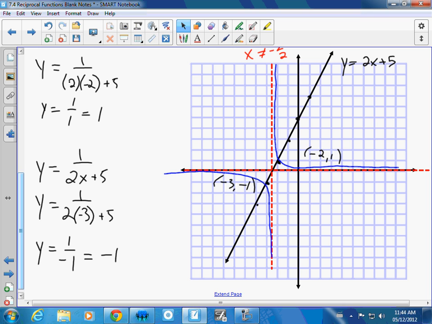Okay, so the black line is y equals 2x plus 5. The blue line is y equals 1 over 2x plus 5. So the black line is the original. The blue line is the reciprocal. You'll see the pattern. There's patterns after patterns after patterns. Now, if this happened to be in quadrant, and again, I'm basing it on the asymptote, if it happened to be in quadrant 2, the other one would be in quadrant 4, based on the asymptote.